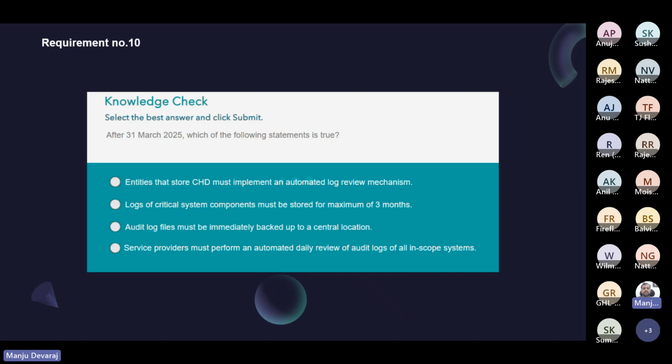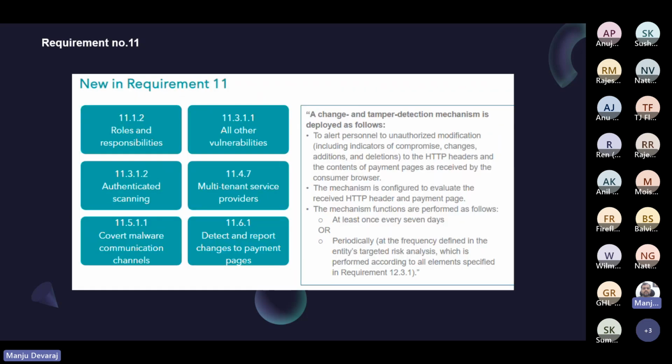These requirements tie back. So after March 31st, 2025, which of the following statements is true? Automated log review mechanism. Automated daily log review, that's nonsense, right? Log of critical system, that's not it. Audit log immediately, no. First one, huh? First one. Okay, all right.